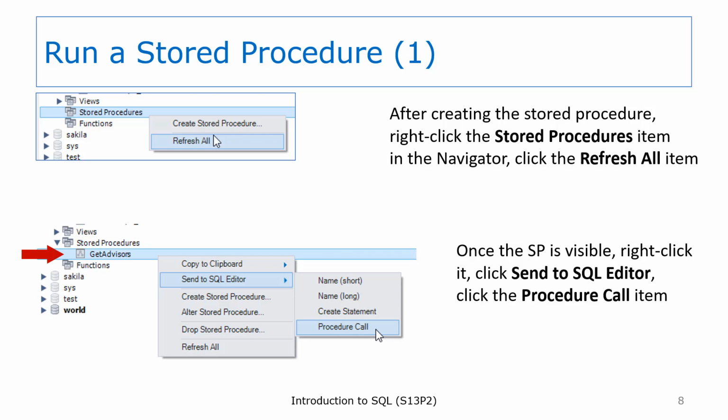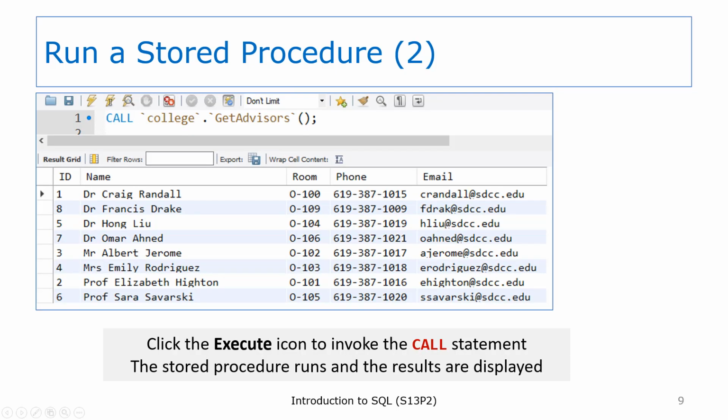In the bottom figure, you'll see the Get Advisor's name, which is the name that was assigned to the stored procedure. Right-click on the stored procedure, then click Send to SQL Editor, then click the Procedure Call item as shown in the bottom figure. The Send to SQL Editor procedure call opens a new editor panel. At the top of the panel, it displays a generated call statement, as shown at the top of the slide here.